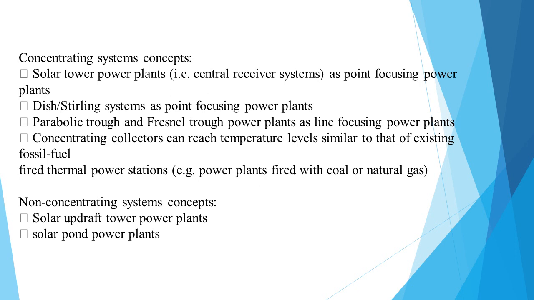Concentrating system concept: the solar tower power plants, that is central receiver systems, as point focusing power plants; dish Stirling systems as point focusing power plants; parabolic trough and Fresnel trough power plants as line focusing power plants. Concentrating collectors can reach temperature levels similar to those of existing fossil fuel fired thermal power stations, for example power plants fired with coal or natural gas.